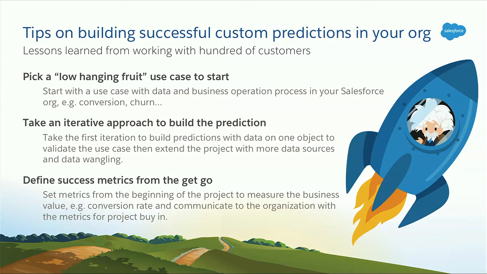Number one is really trying to pick a low-hanging fruit use case where you already run your business process in Salesforce. It's really important to get a quick win in your organization. AI is really complex. A lot of managers, a lot of organizations just don't get the value from it. And it's really important to pick the right low-hanging fruit use cases and start from there.